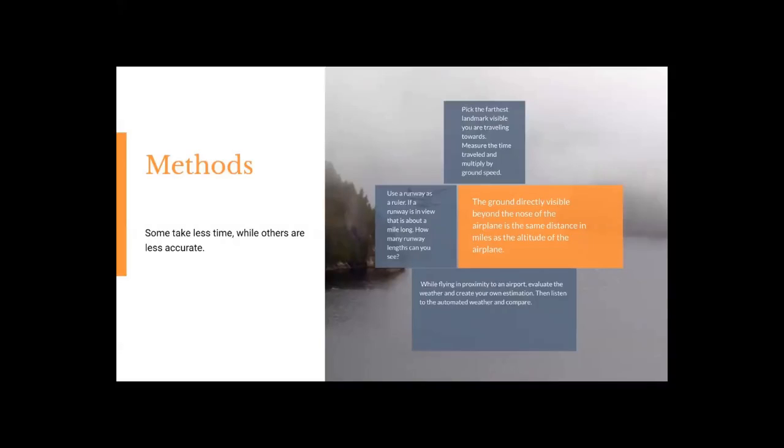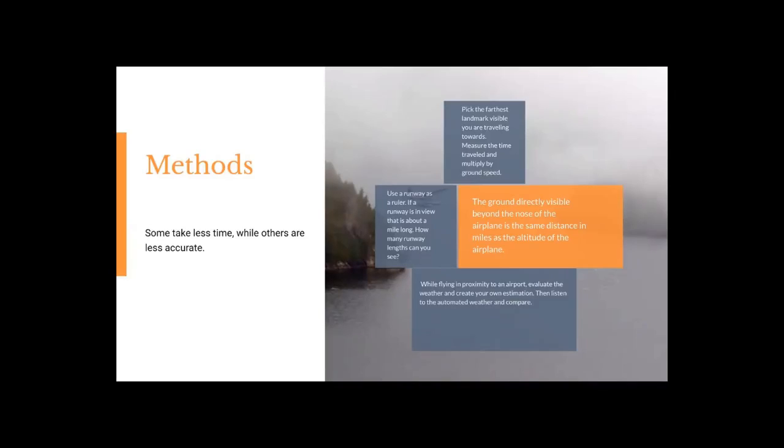On the bottom, while flying in proximity to an airport, evaluate the weather. This is more of a practice thing. This is one thing that I'd recommend you do to develop experience: just gauge what you think it is before you even listen to the weather. Create your own estimation, just practicing based off of the two previous examples, or perhaps a combination of them. And then listen to the automated weather and compare. This will give you the ability to begin to gauge it just by eyeballing it.